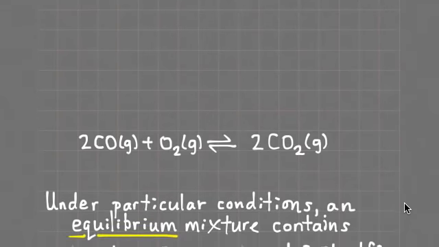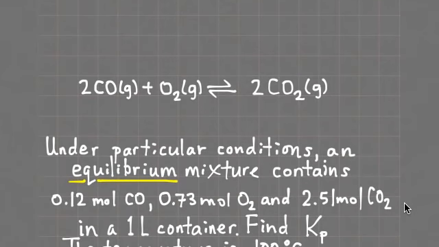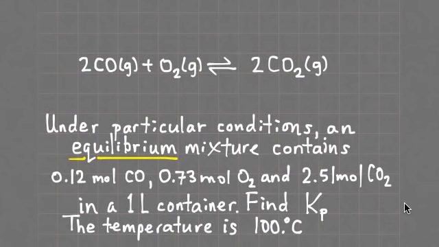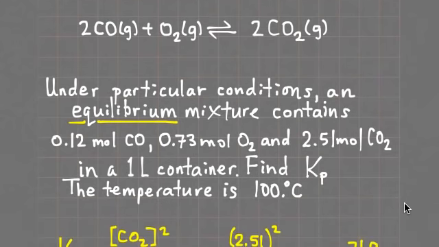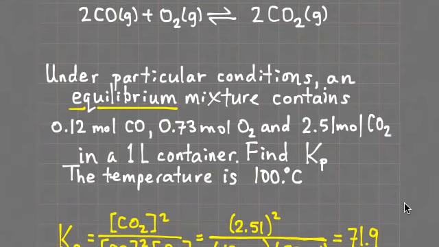Here's a good one. Under particular conditions, this equilibrium has 0.2 moles of CO, 0.73 moles of O2, 2.5 moles of CO2 in a 1 liter container, 100 degrees Celsius. I don't need that initially, but looks like the data I'm given hints to me that I'm going to have to find the concentration constant.